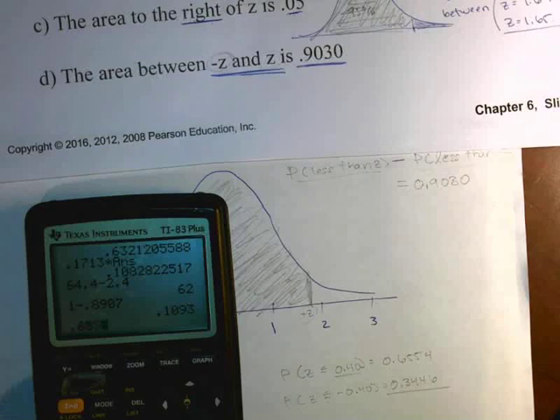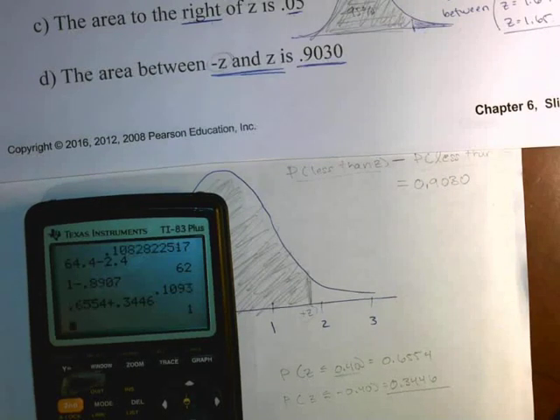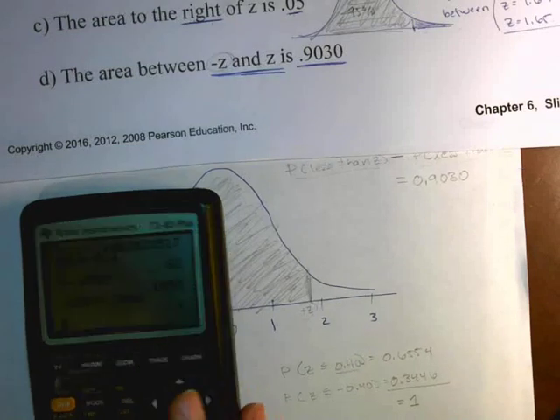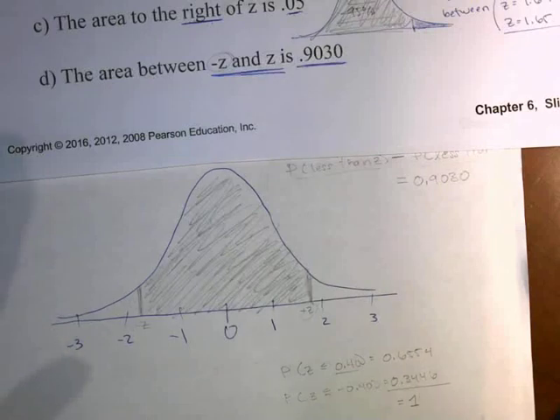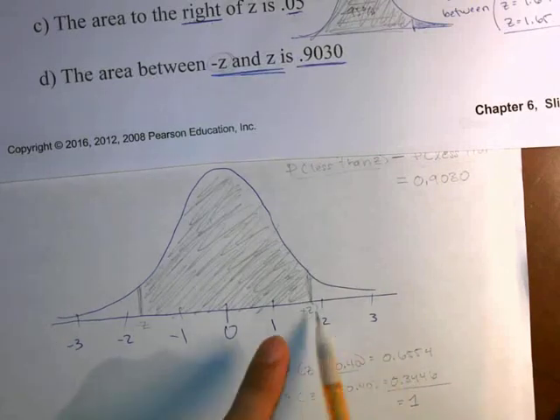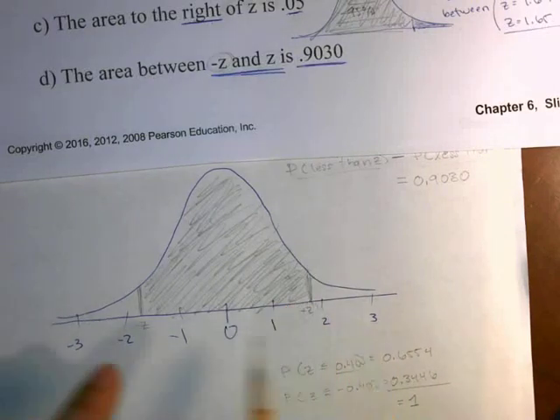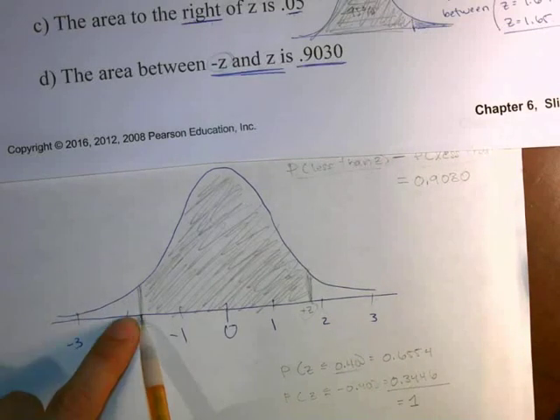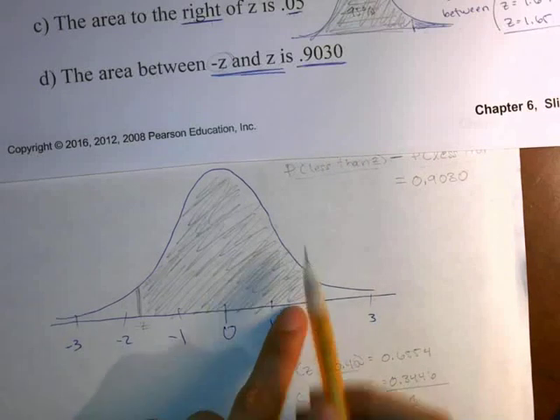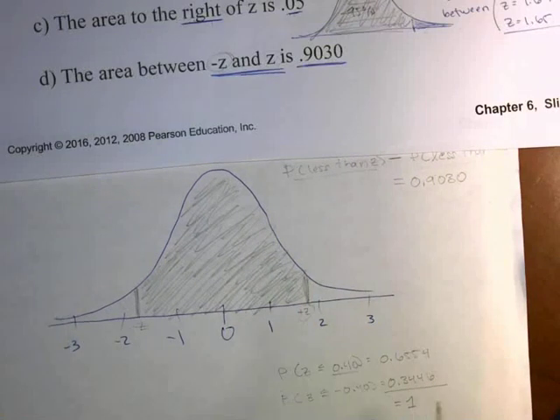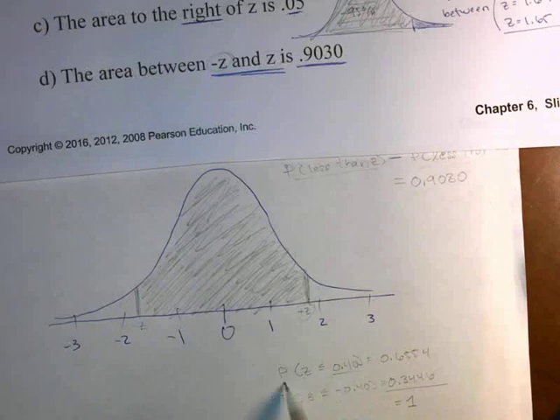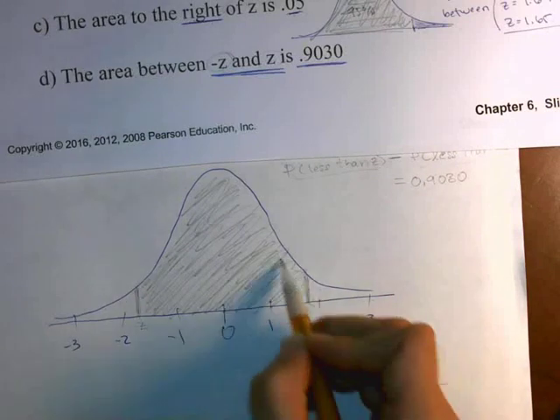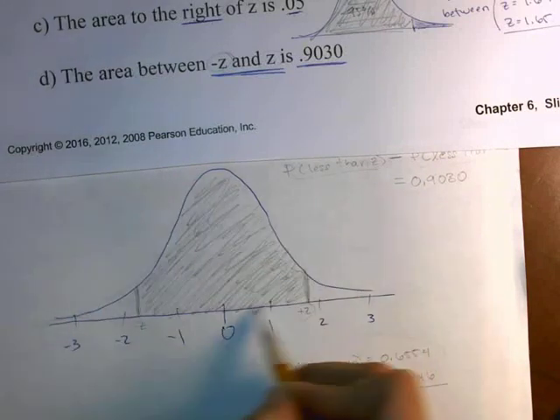So there's something special about the sum of these two numbers. Let's add them together. They add together to be 1. And that should make sense if you think about it. The probability that z is less than or equal to this number plus the probability that z is less than or equal to this number equals 1.